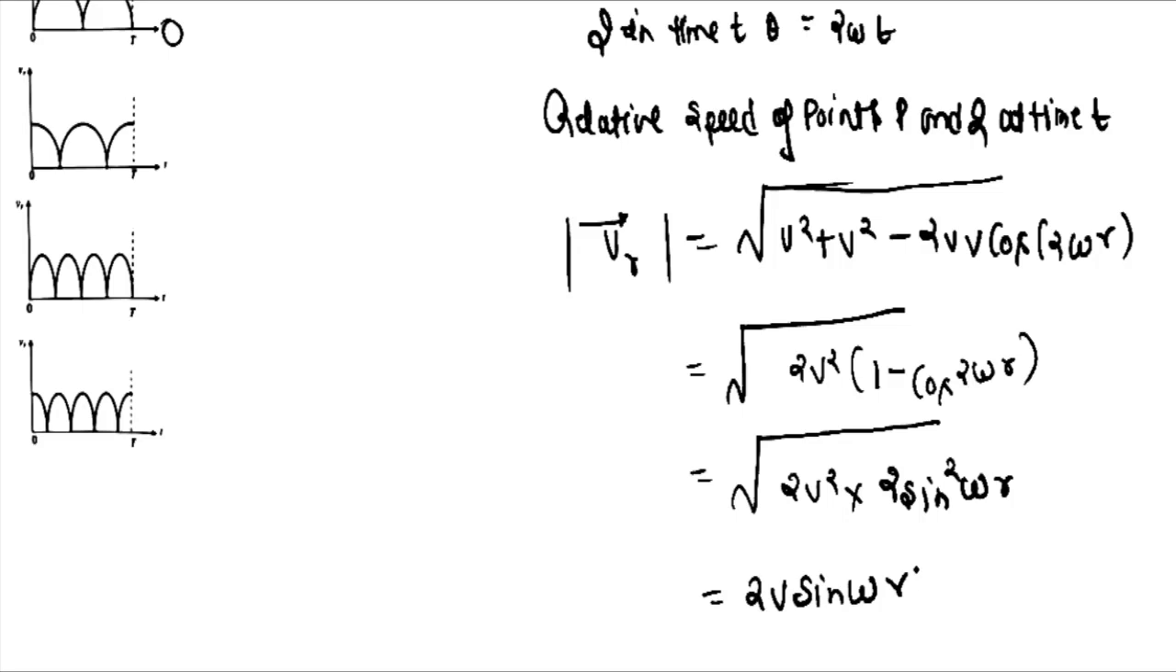Since the resultant speed will not have any negative values, the lower part of the sine wave will come to the upper side. So this is the right answer.